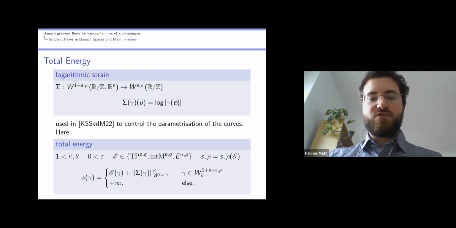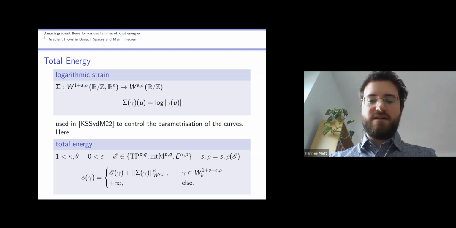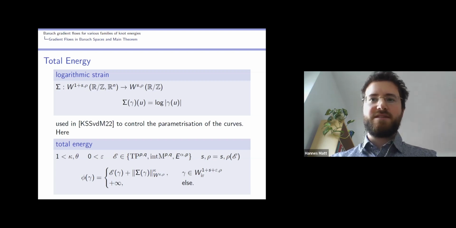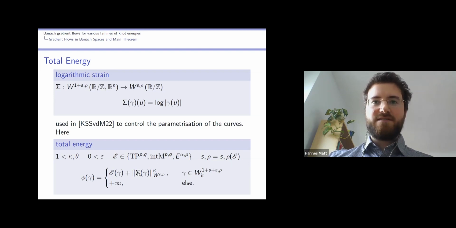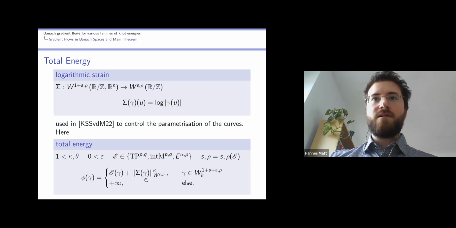So they project the gradient onto the null space of the differential of this logarithmic strain. And this has the property that the parametrization stays fixed. So in fact, they show the existence of a gradient flow in a Hilbert submanifold. Here in our work, we do not do this projection method. We just add the logarithmic strain in a norm.